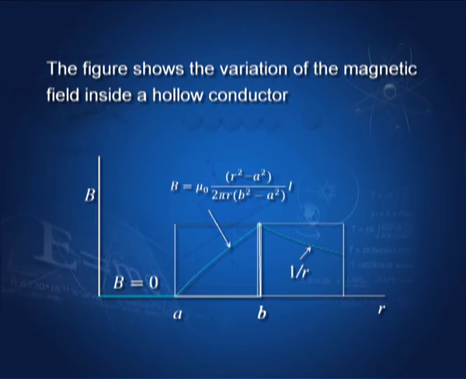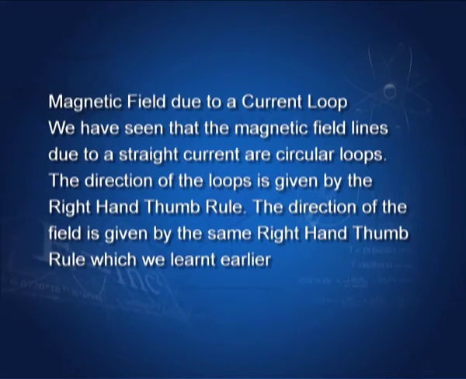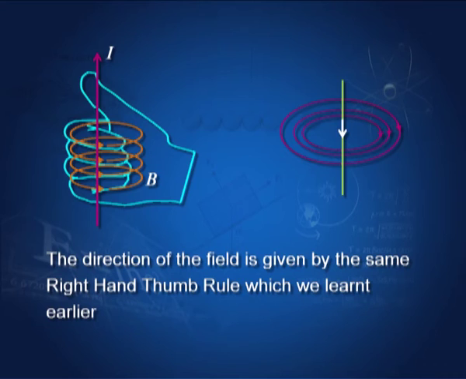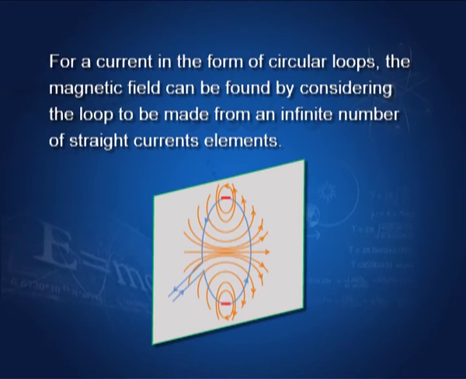Again I repeat the same thing, but you know how to find the direction of the magnetic field given the direction of the current, or given the direction of the loop, how to find the direction of the current. This is again given by the right hand thumb rule. For a current in the form of a circular loop, the magnetic field can be found by considering the loop to be made of an infinite number of small segments.